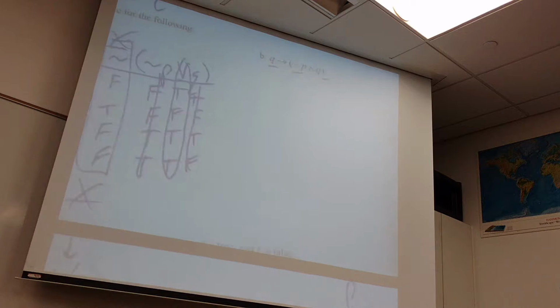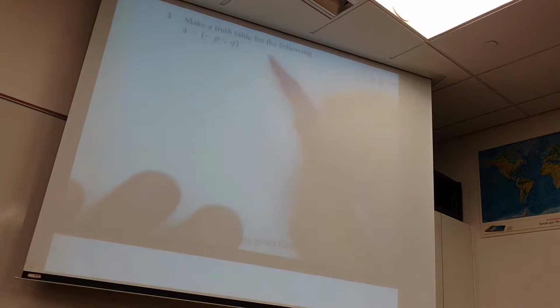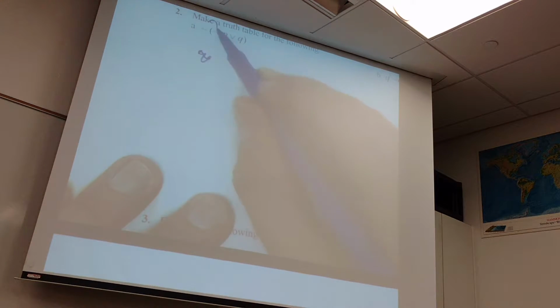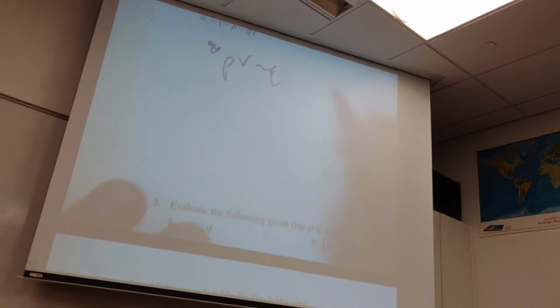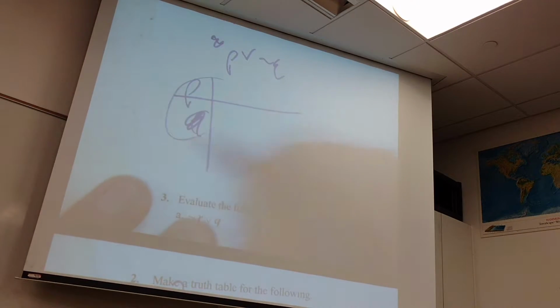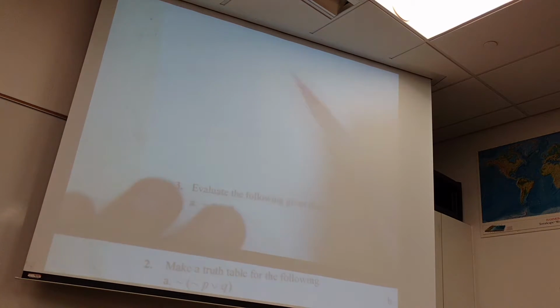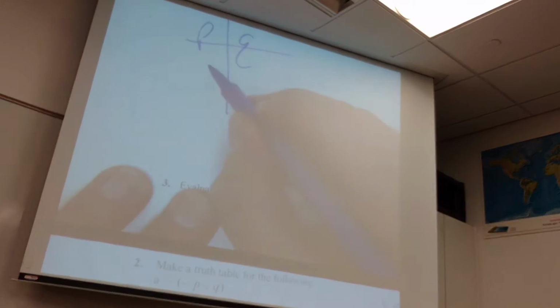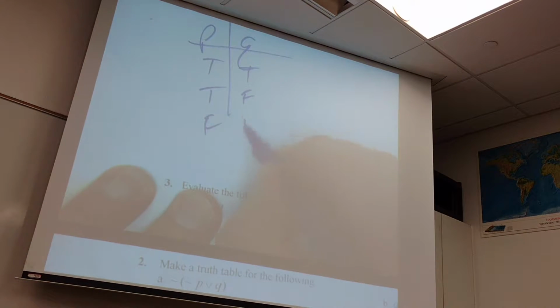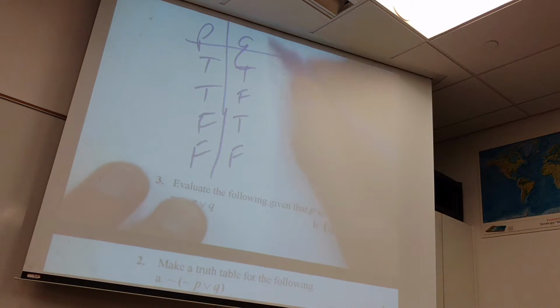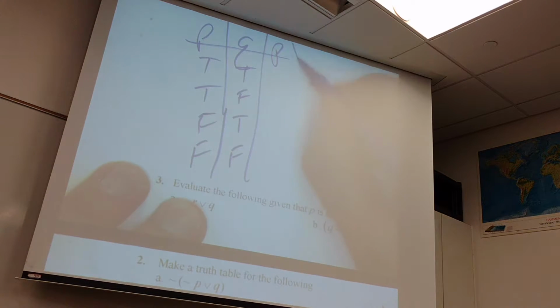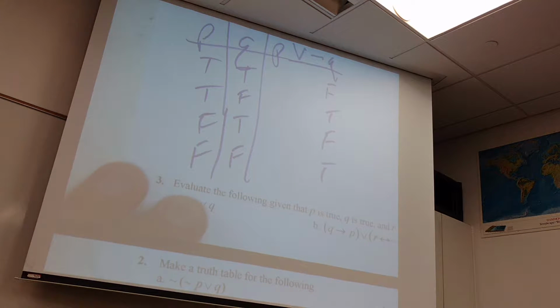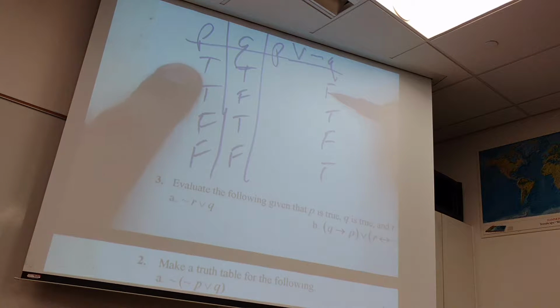All right, if we think that this becomes P or not Q, let's analyze that. It's good not to write in pen in general. So true, true, true, false, false, true, false, false. If I analyze P or not Q, not Q is false, true, right? And then or is only false when they're both false. So they're both false there.